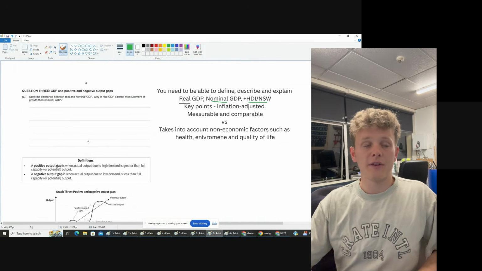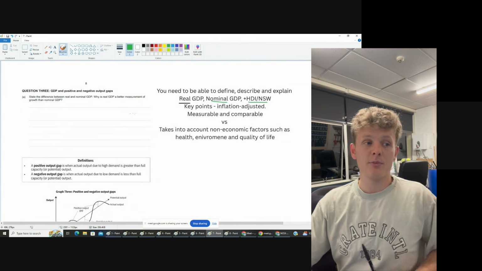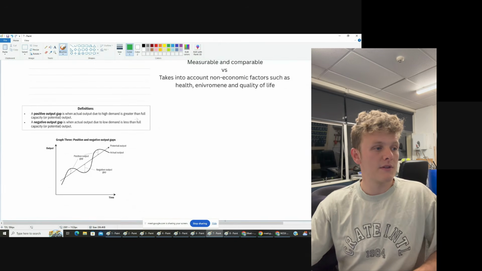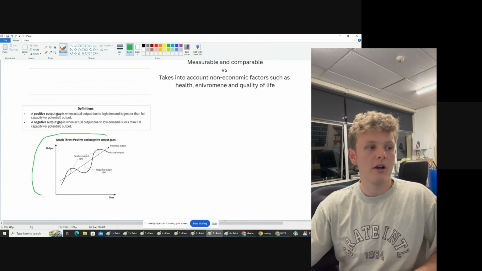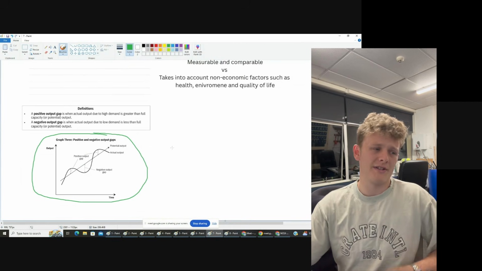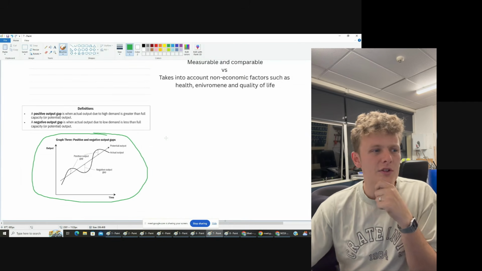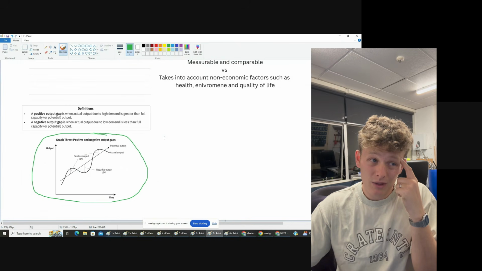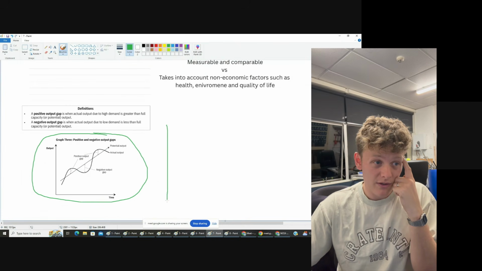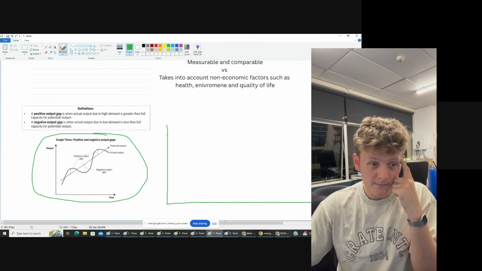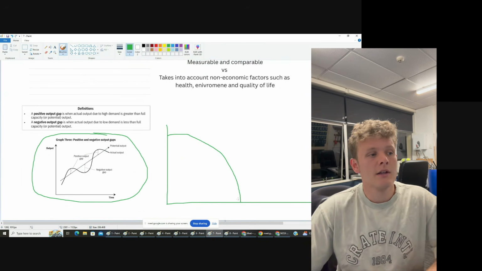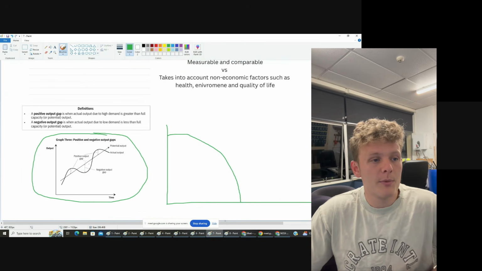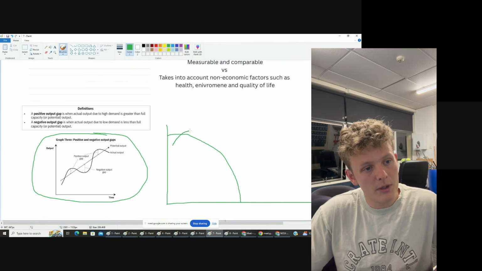The next question, I think this exam was a bit of a curveball when they present to us this graph, which is our output over time graph, and positive and negative output gaps. Wow, that's tricky. What we had to do here was translate this into a PPF and say that positive output gap was meaning it was kind of like this here on our PPF.